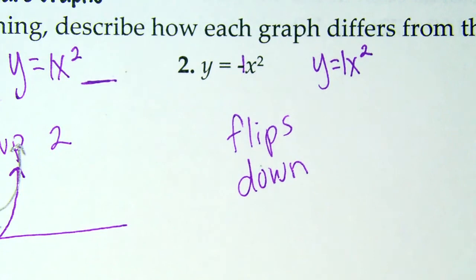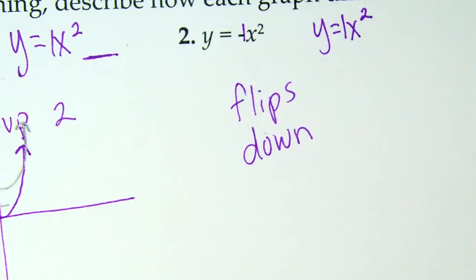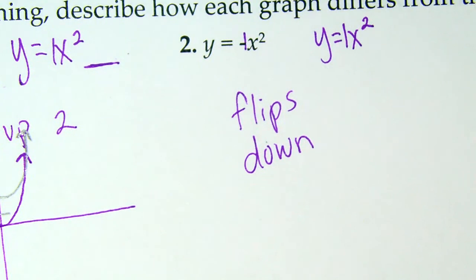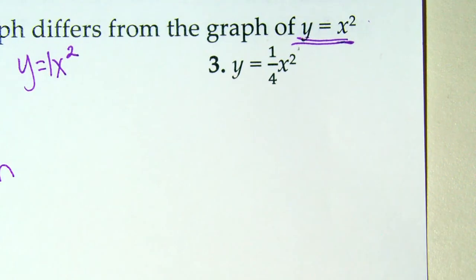Is the width the same? Yeah, because the number didn't change, just the negative. Did it shift up or down, or did it just flip? Just flipped. Any questions on 2? Okay, go ahead and write down number 3. Okay, we're comparing it to y equals x squared.